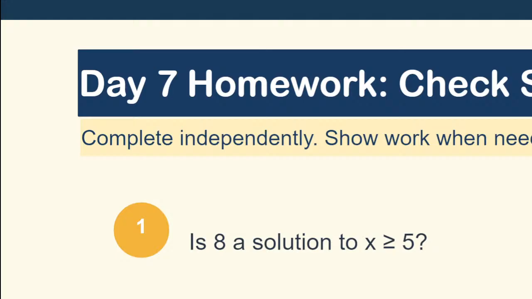Number 1 is 5 a solution to x is greater than or equal to 5. Number 2 is 3 a solution to x is greater than 3. Number 3 is minus 4 a solution to x is less than or equal to minus 2. Number 4 is 12 a solution to p is less than 15. Number 5 is 0 a solution to y is greater than or equal to 1. Number 6 is 7 a solution to n is less than or equal to 7.